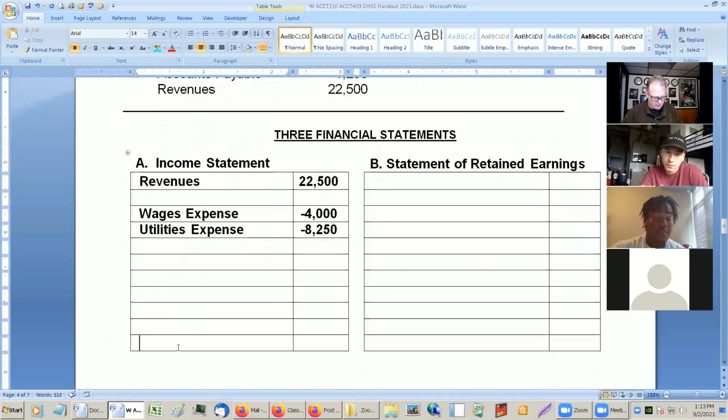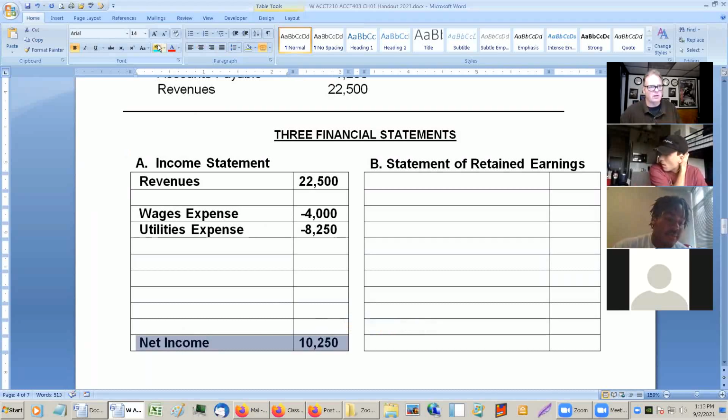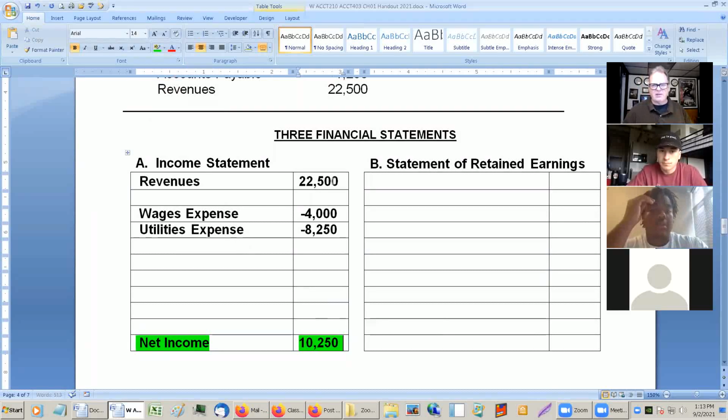And that's it. So we would have our net income of 20,250? No, 10,250. Yeah. This would be the amount that they made. And again, this is kind of intuitive. We just put it in a more formal way of doing it. Revenues, money coming in, expenses, money going out, what's left over you get to keep. So basically you get to keep 10,250.